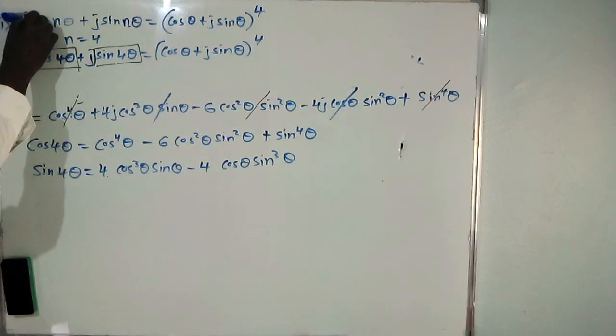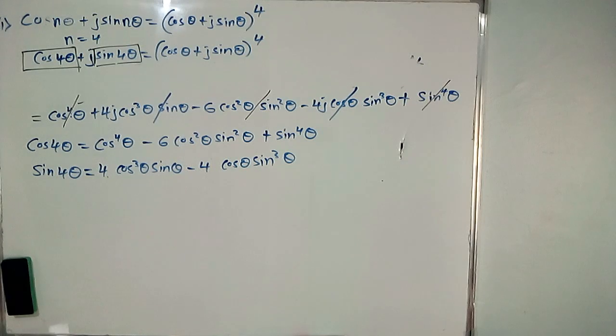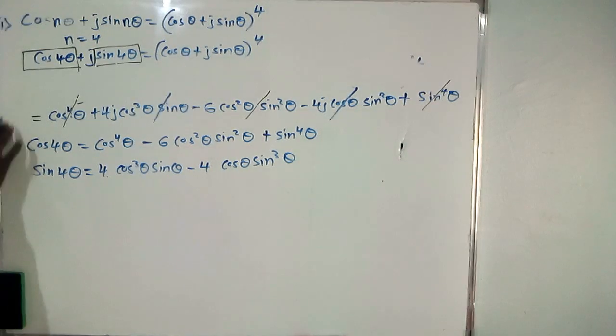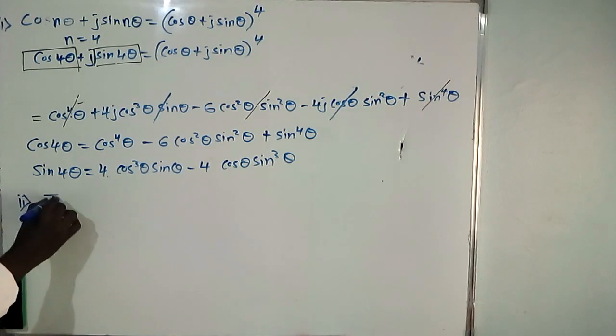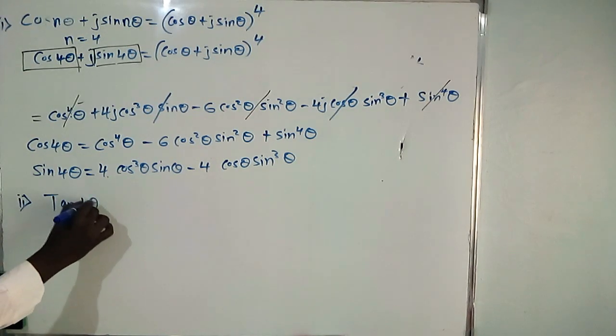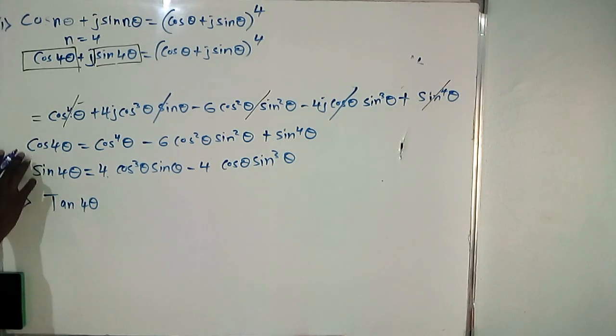So you've expressed both cos 4 theta and sin 4 theta in terms of powers of cosines and sines of theta using De Moivre's theorem. So you've answered the first part of that question. Are we together? Let us move to the second part of the question. We've been told to use these values to obtain an expression of tan 4 theta in terms of tan theta.